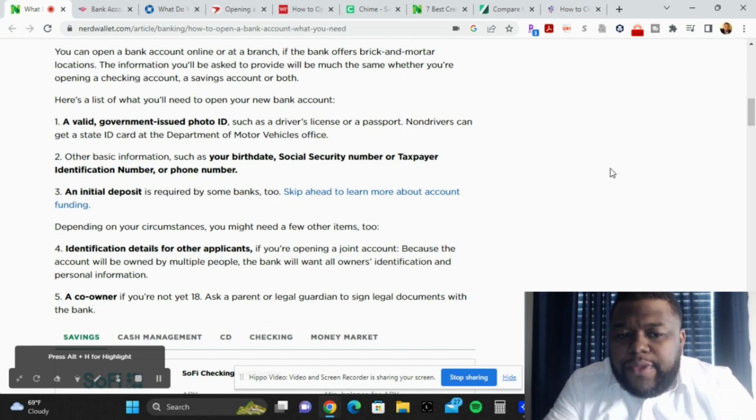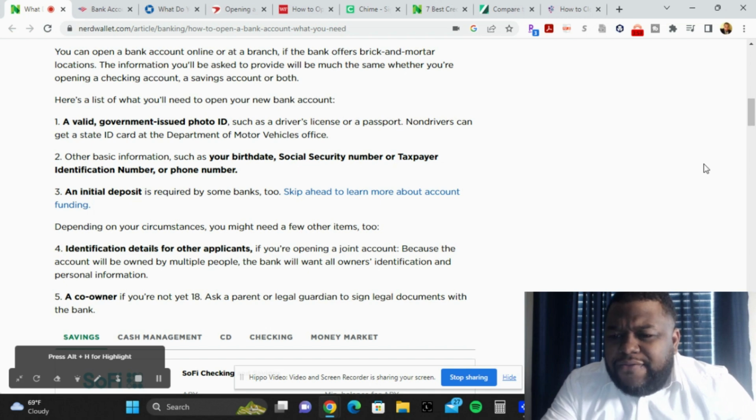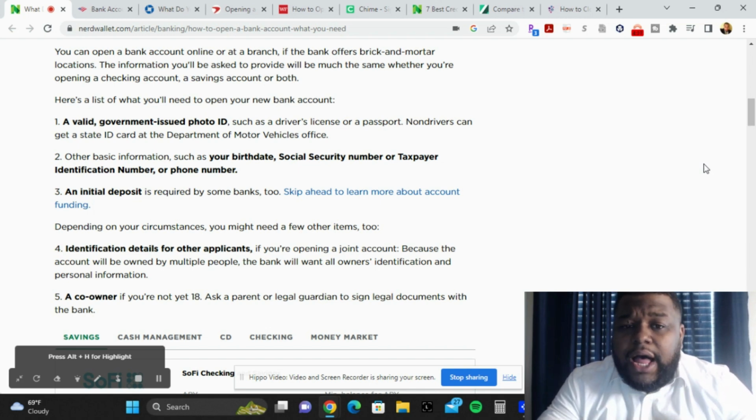For normal accounts, like a checking or savings account with Wells Fargo or Chase, all you really do is bring your photo ID and know your Social Security number. If you don't, just make sure you speak to your parents and write it down. Or, if you're more responsible, just have your Social Security card on you and make sure you keep it safe.